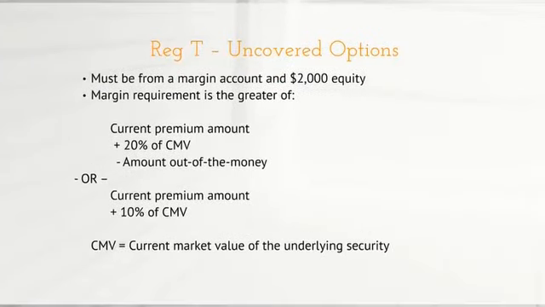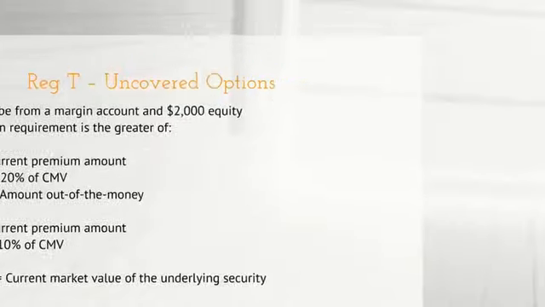An uncovered option is just the option by itself. As we saw in the other ones, we had the offsetting asset, but in these we just hold the option. And in this case, we need at least $2,000 in equity. The margin requirement is actually the current premium amount plus 20% of the current market value less any amount that you're out of the money, or the current premium amount plus 10% of the current market value, whichever of these two is higher.